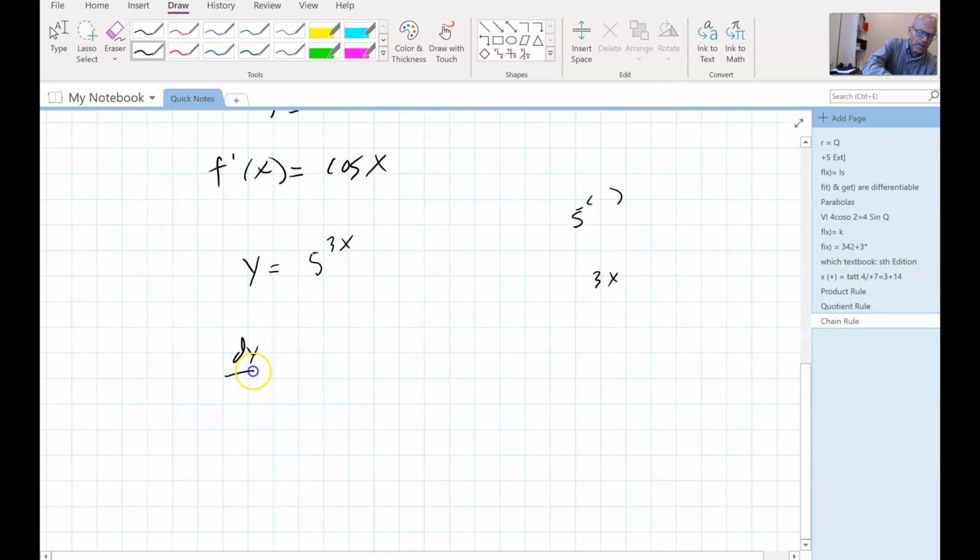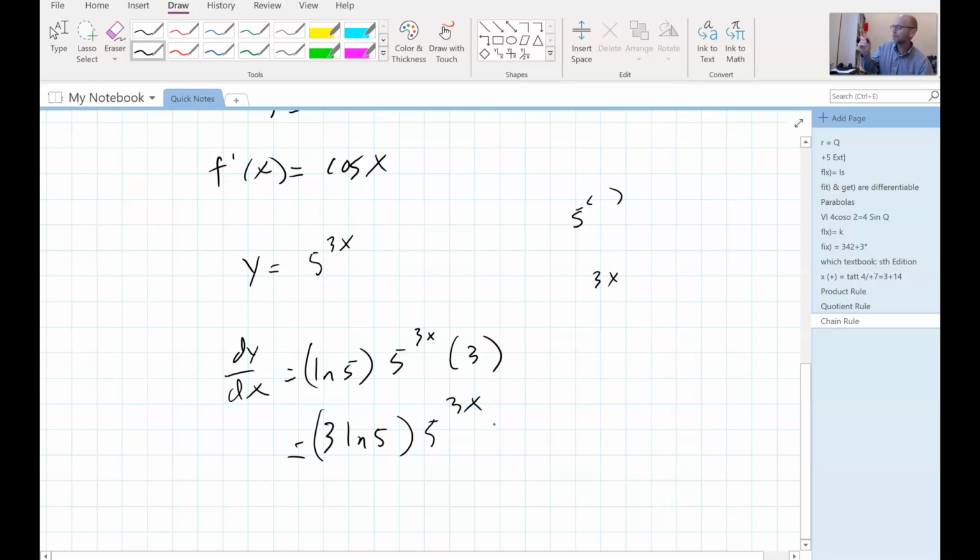So if I take the derivative of that, dy dx, I get, well, the derivative of 5 to the something is natural log 5 times 5 to the something. Then I have to multiply that by the derivative of 3x, which of course would just be 3. So then we get 3 times the natural log of 5 times 5 to the 3x. And if you remember your log rules, you could rewrite that as natural log of 125 times 5 to the 3x.